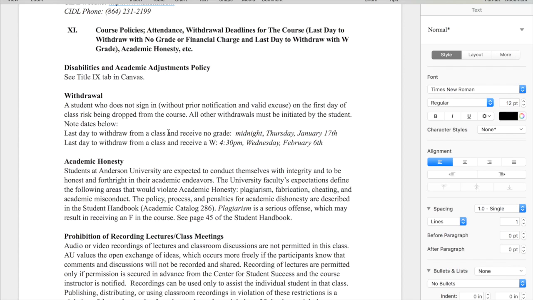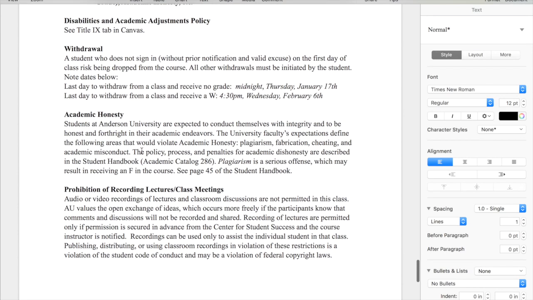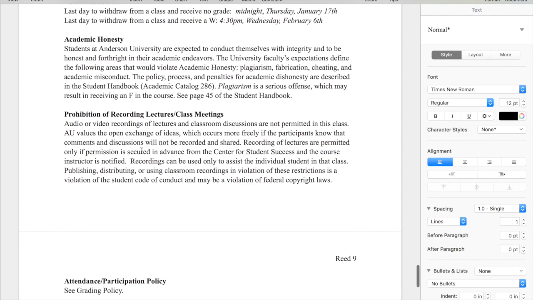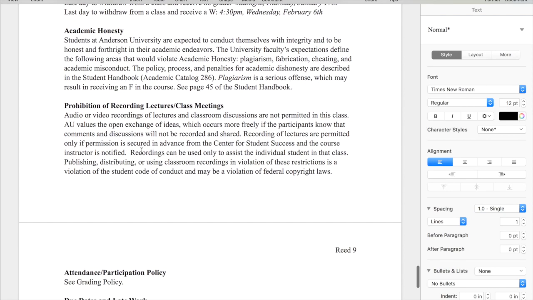If you withdraw from my class, which I hope you don't, but if you do, if you withdraw past that first date, then you will get a W on your transcript, and it will just be on your record that you quit the class. And it will stay that way until you take the class again or change your grade.